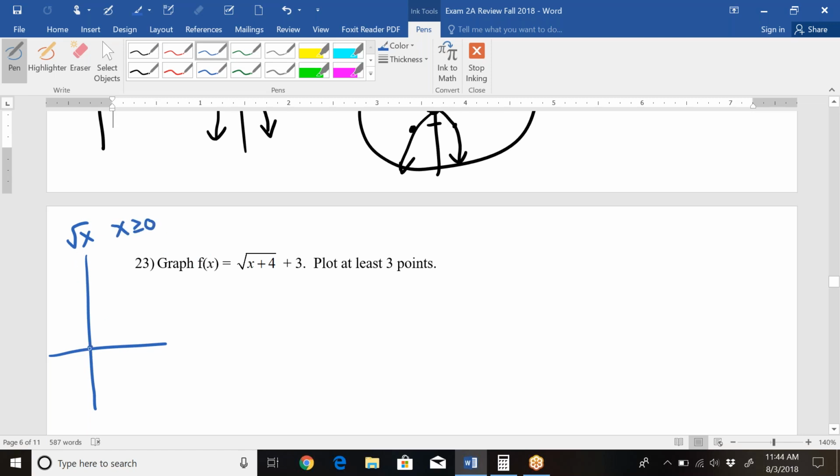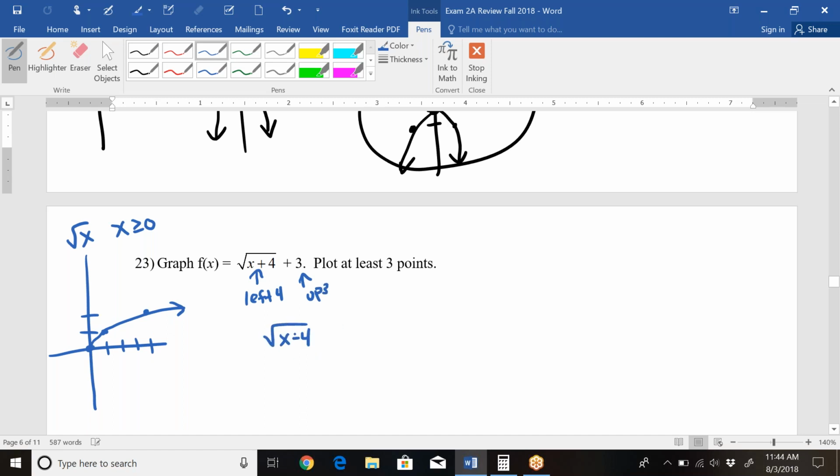So if you plug in 0, square root of 0 is 0. If you plug in 1, square root of 1 is 1. You don't want to plug in 2 or 3 because those are not perfect squares. I plug in 4 because square root of 4 is 2. So what you get for square root of x is kind of half of a parabola on its side. So then this is shifting this left 4, and that is up 3.